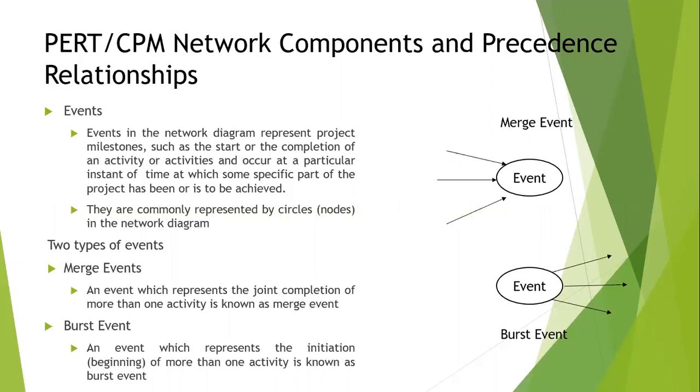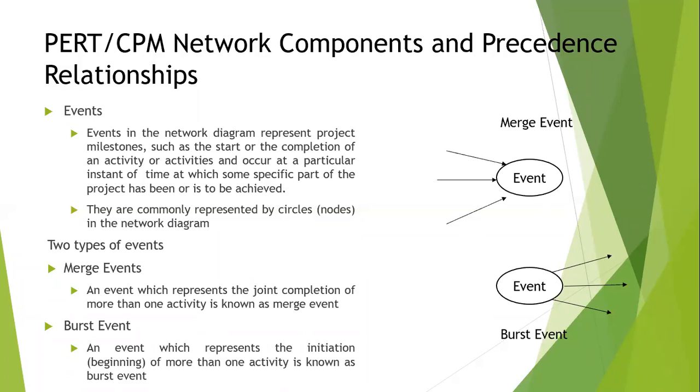An event in the network diagram represents project milestones such as the start or completion of an activity and occurs at a particular instant of time. So a certain time a question has been asked: what is an event? Describe two types of events. It's a 2 mark question. Okay, so an event represents a project milestone such as the start or completion of an activity, and it is commonly represented by a circle or node.